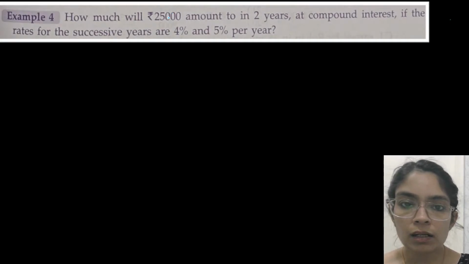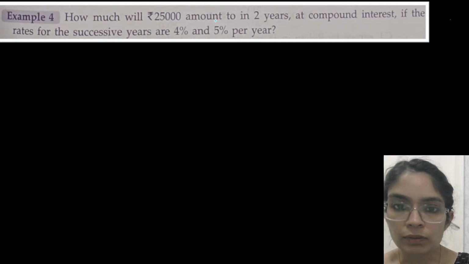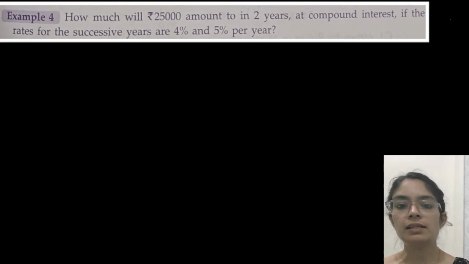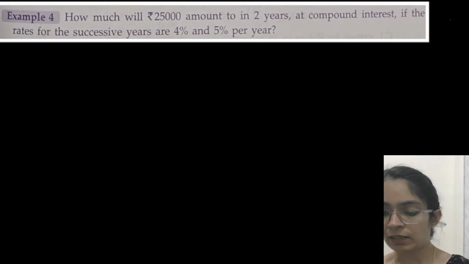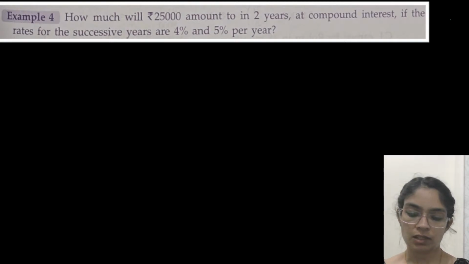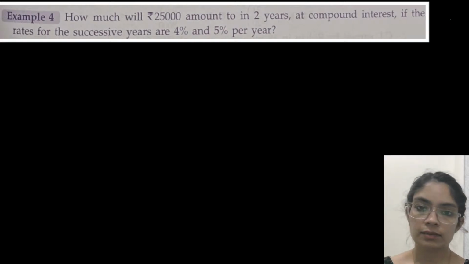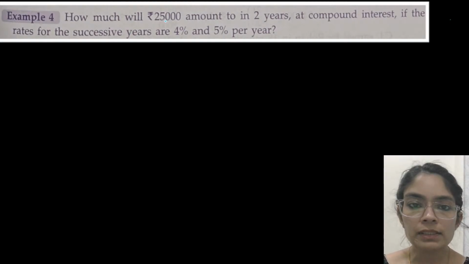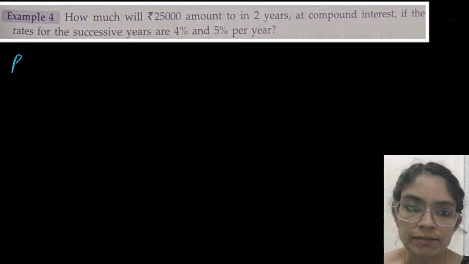How much will 25,000 amount to in 2 years at compound interest if the rates for the successive years are 4% and 5% per year? So what we have to find and what is given to us? What is this 25,000? Yes, it's P. How much it will amount to? That means amount we have to find. 25,000 is principal.